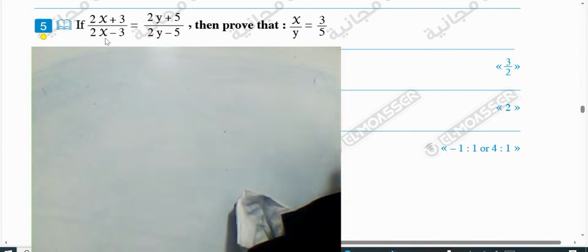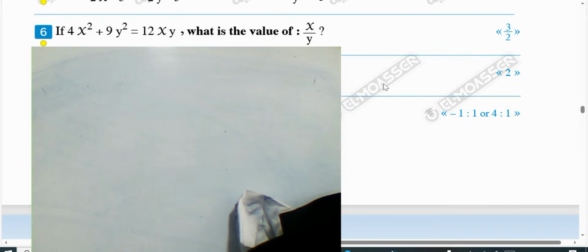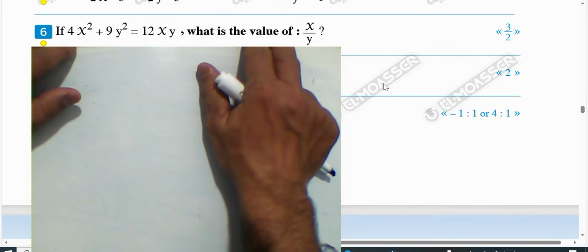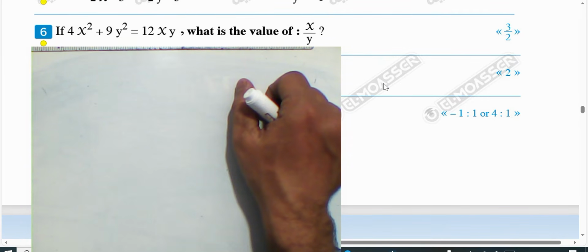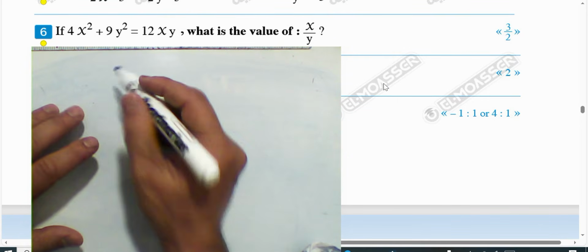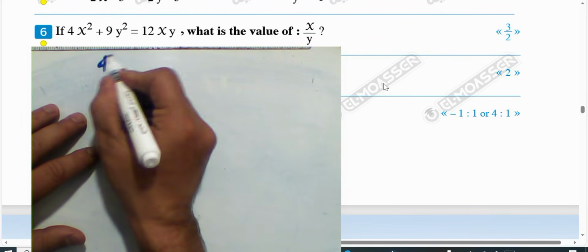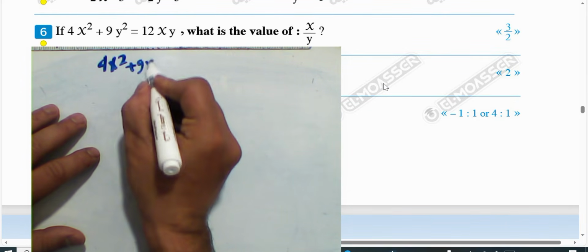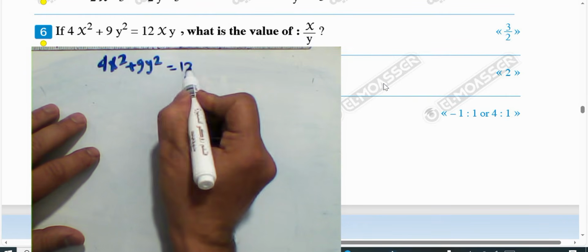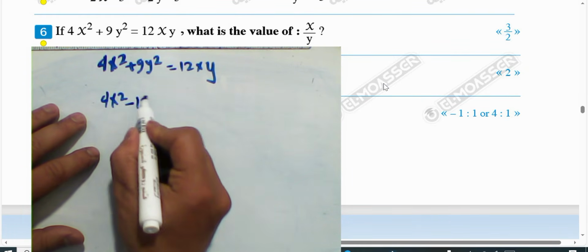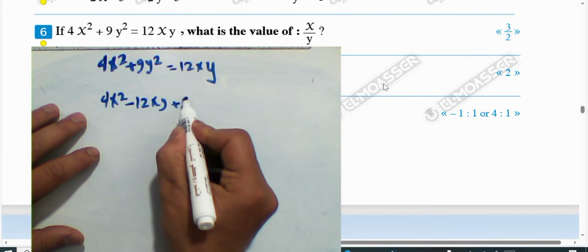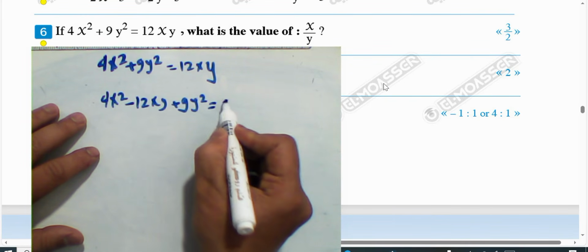Next question down. If 4x power 2 plus 9y power 2 equal 12xy, find the value of x over y. We can factorize this expression like this. 4x power 2 plus 9y power 2 equivalent to 12xy. Then we have 4x power 2 subtract by 12xy plus 9y power 2 equals 0.